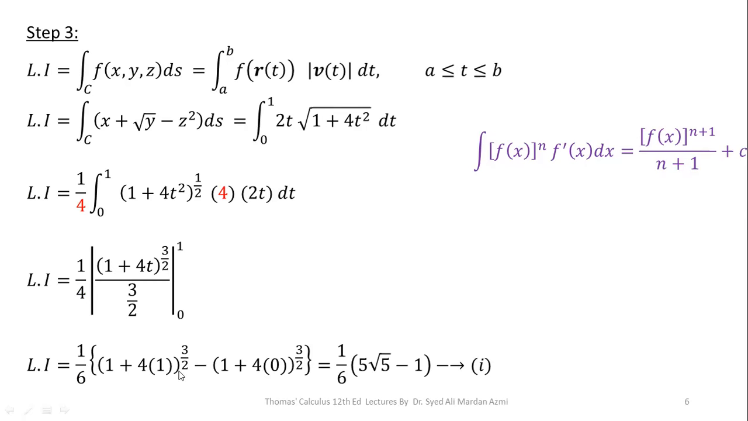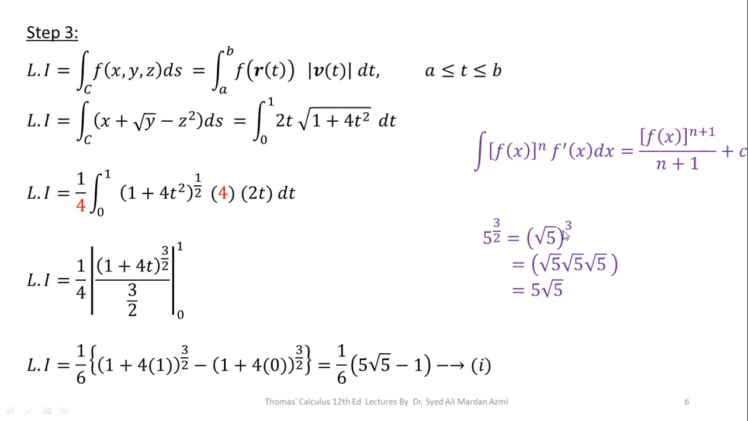So I got 1 plus 4 raised to power 3 by 2, which is actually 5 raised to power 3 by 2, minus 1 plus 0 raised to power 3 by 2, which is 1. So 5 raised to power 3 by 2 is 5 into square root of 5, which is calculated as follows. 5 raised to power 3 by 2 we can write as square root of 5 raised to power 3.